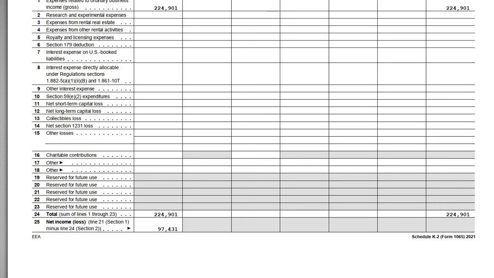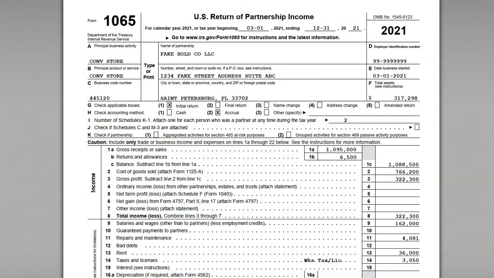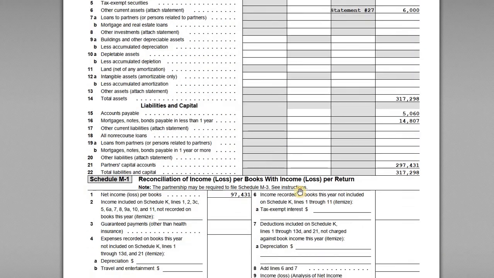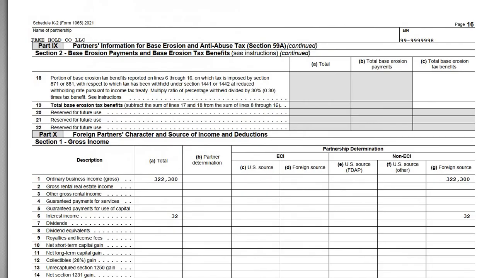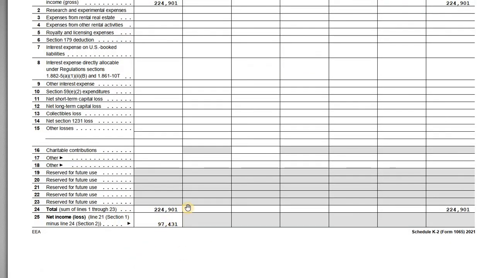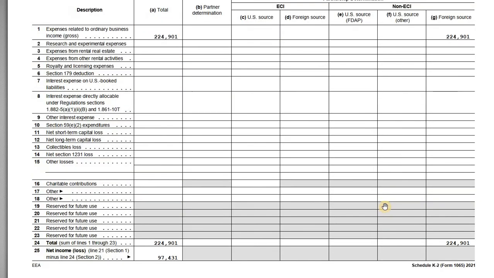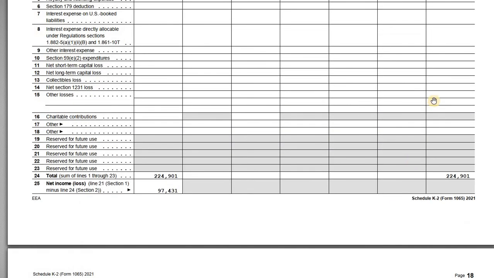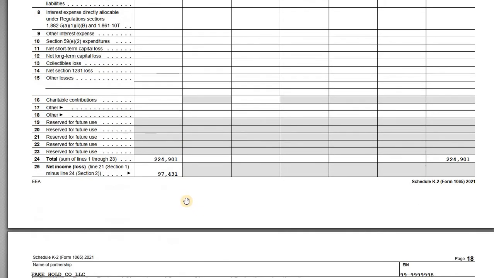loss, right? We can see that reconciles with, oops, sorry, let me jump back up here. 97,431, just so we can get familiar with these numbers again. So that's our net income or loss per books, as shown in M1 and M2. So if we go back down, there it is, 97,431, right? So that is the net income or loss in total on this foreign partner character and source of income worksheet. And so that's why we are making sure to really pin down the sourcing of these based on whether it's U.S. or foreign.